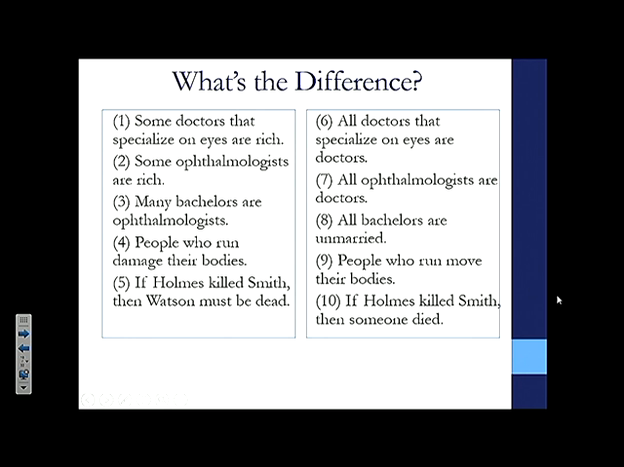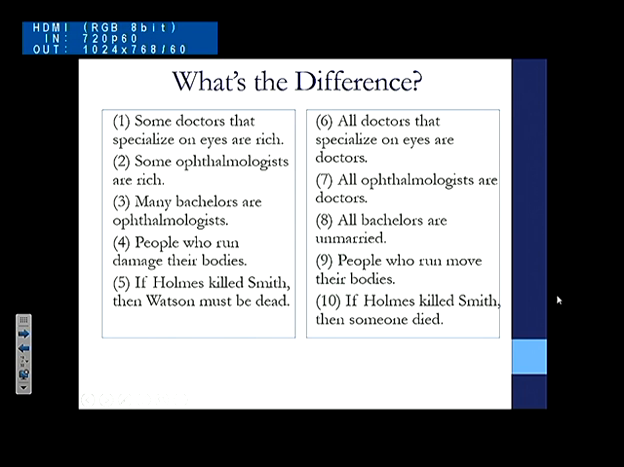Yeah, Google eye doctors, find one, ask them if they're rich, and then you can know that some doctors that specialize on eyes are rich. Maybe there's other ways to figure it out, right? Maybe your parent is an eye doctor and they're rich, which is good for you, I assume. There's different ways of figuring this out.